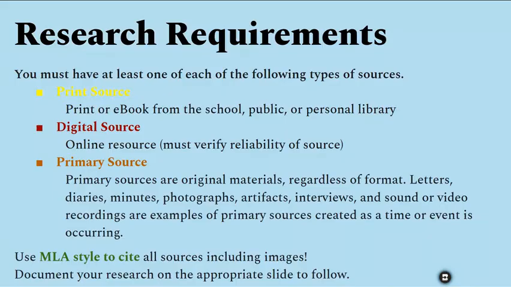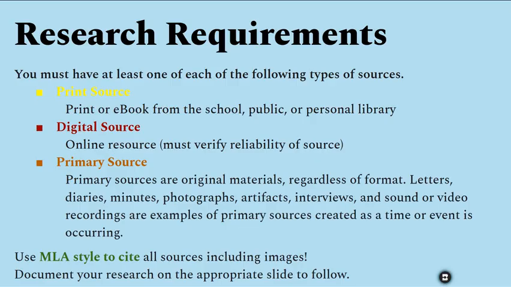The research requirements are as follows. You must have at least one of each of the following types of sources. A print source, which is a print or ebook from the school, public, or personal library. A digital source, think about that lateral reading we did with your persuasive letters. So your online resource, you must verify the source. And you will lose points if it's not considered a reliable source. And then, of course, a primary source.